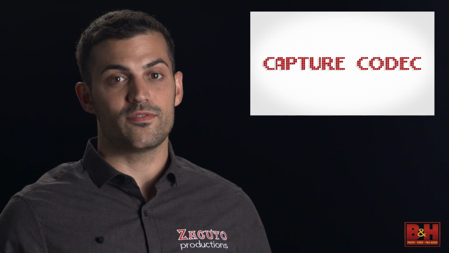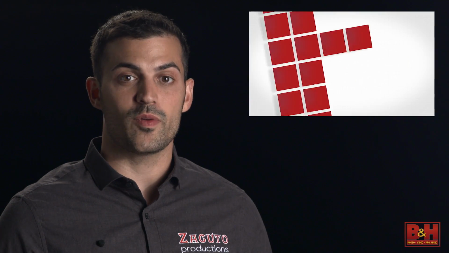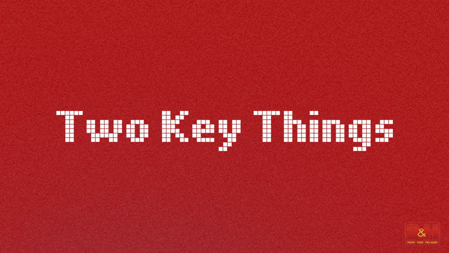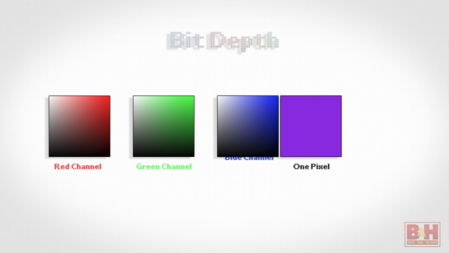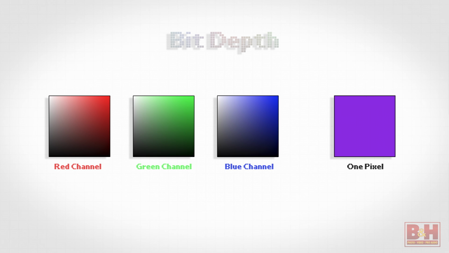Codecs utilize many different methods of compression during every step of the process. Right now, we're going to focus on two key things that are very important for the record codec. The first is bit depth. Each pixel in your video has a value assigned to its red, green, and blue channels that will dictate how each of those colors mixes together to recreate the color that the camera sees. Bit depth determines the amount of different colors that your camera's codec has the ability to recognize and record.